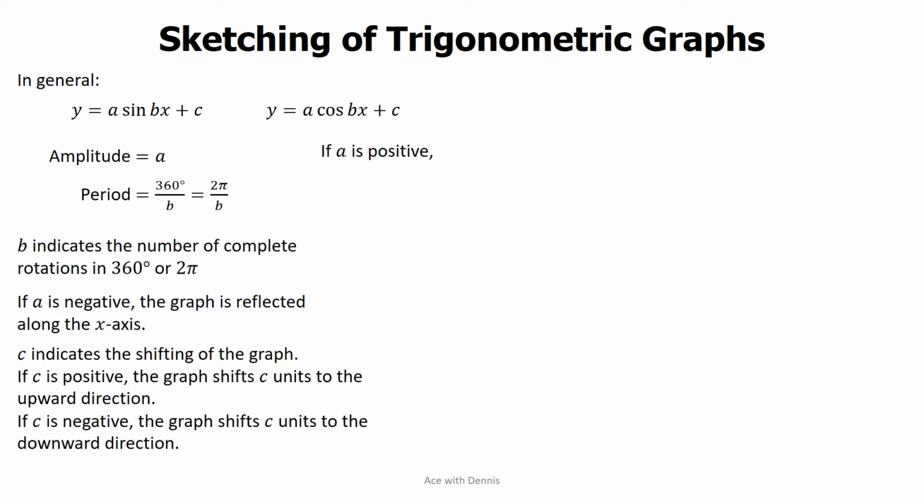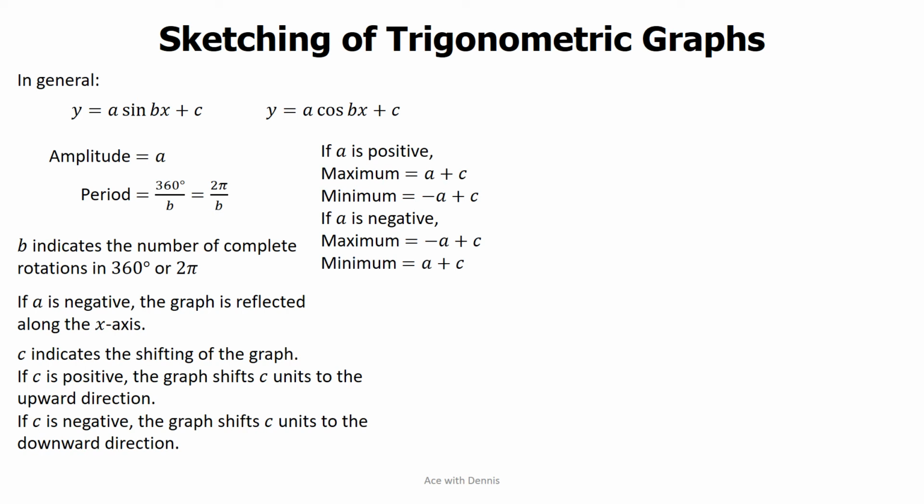Okay, if a is positive, the maximum value will be a plus c. The minimum value will be -a plus c. If a is negative, the maximum value will be -a plus c. The minimum will be a plus c.